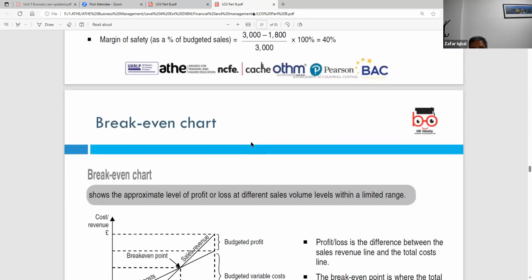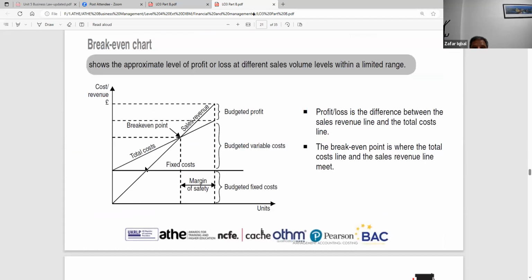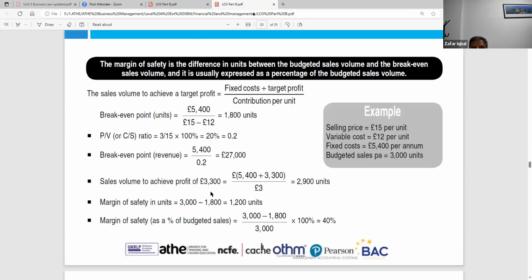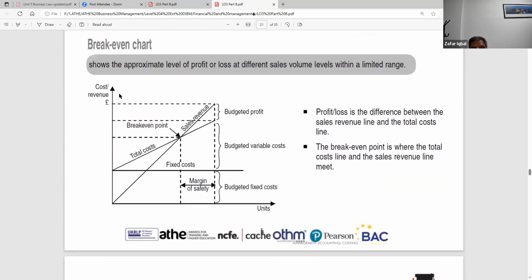Now you can look at this break-even chart graphically like this, or we can do it by a calculation. Graphically, on the vertical side you have cost or revenue in pound terms, or rupees or dollars. On the horizontal side you have units, in hundreds, thousands or millions. Then in the break-even chart you can represent the total sales, the total revenue. It goes from the origin, and this is the line that's going across. It's called the total revenue or total sales.